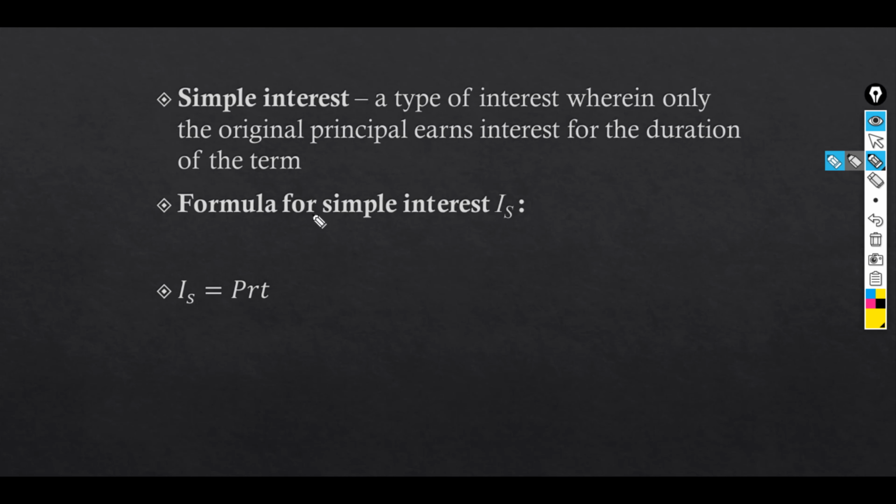The formula for simple interest, or I_S, is I_S equals PRT, where P is the principal, R is the rate, and the rate unit is percentage. T is the term, and the term unit is years. To get the simple interest, multiply the principal times the rate times the term. Next.